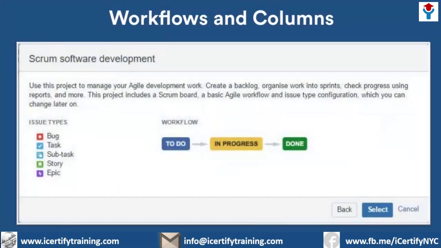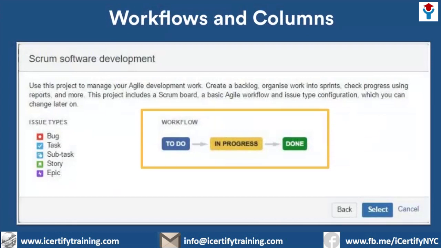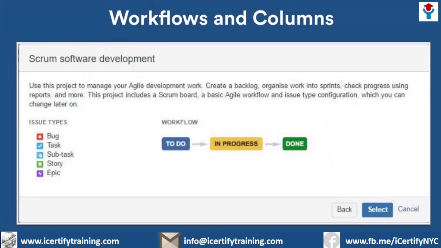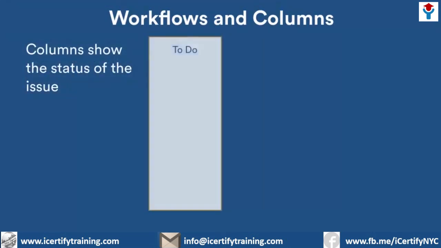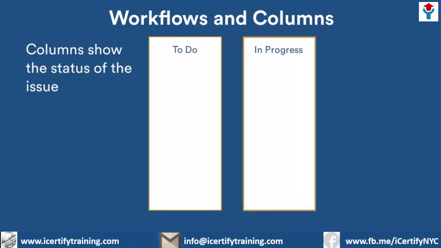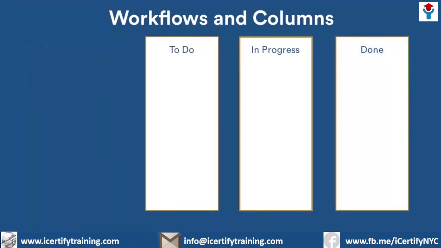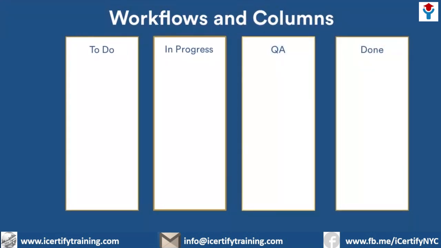Next, we looked at workflows. Jira automatically associated a simplified workflow with our new project. We saw that this workflow had 3 statuses: To Do, In Progress, and Done. And the new board had 3 columns that corresponded: To Do, In Progress, and Done. We saw how easy it was to add a new column, QA, by configuring the board.